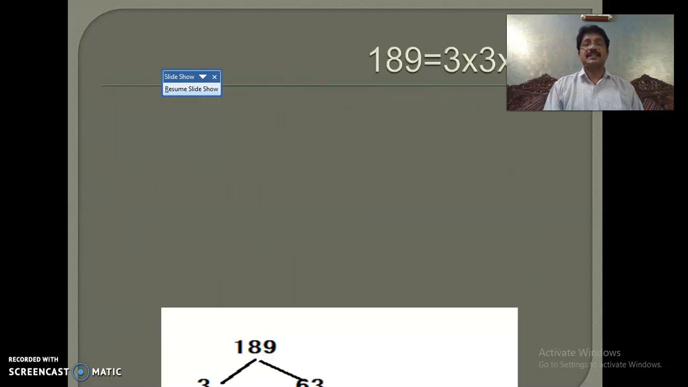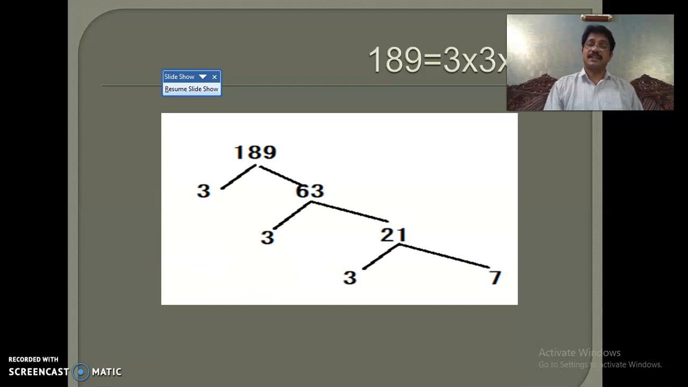Let's take the process. 189 divided by 3 gives 63. Again divide 63 by 3, and 21 will come. Again divide 21 by 3, and 7 will come. The process is completed because you arrived at a prime, that is 7. Later there is no further division. Hence we can write 189 as 3 times 3 times 3 times 7. If you write the product of prime factors equal to the given number 189, the process is over. That's called prime factorization.